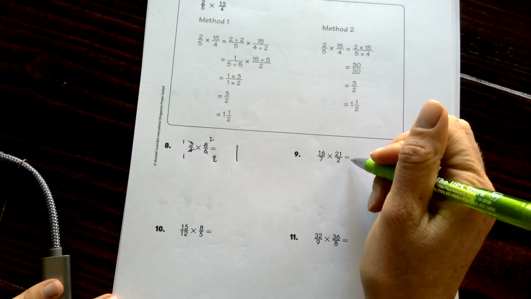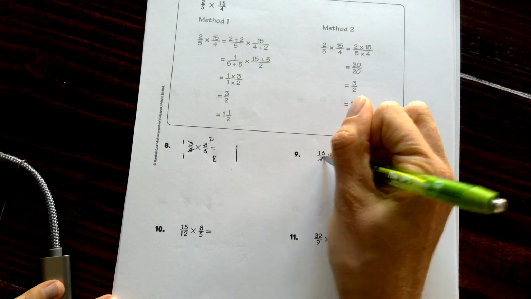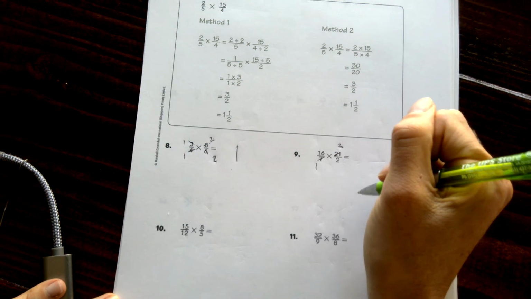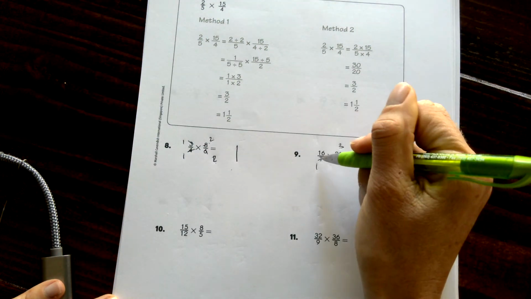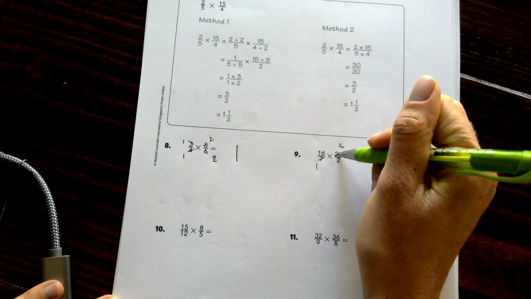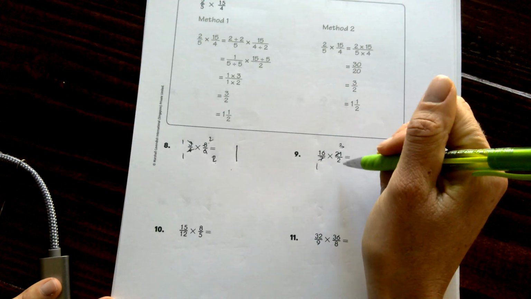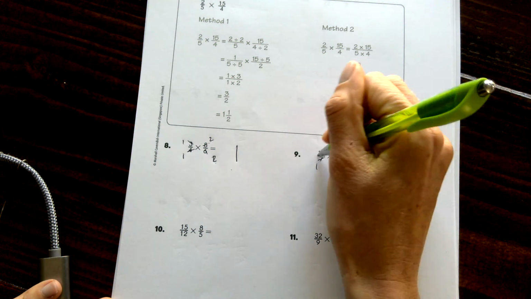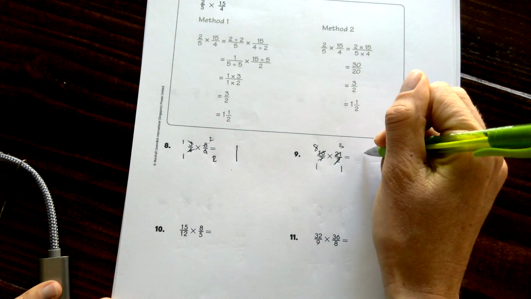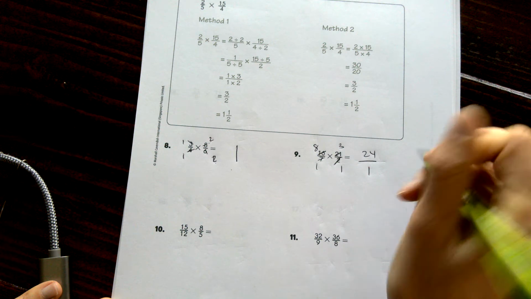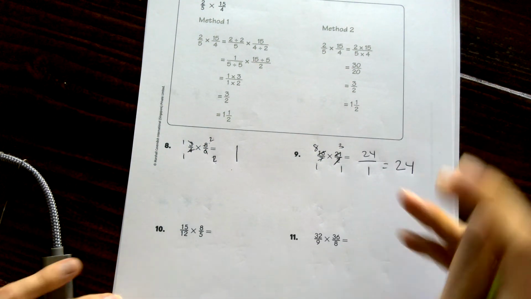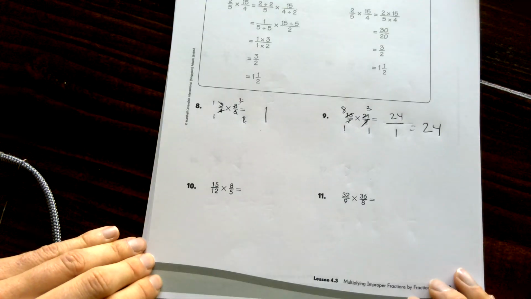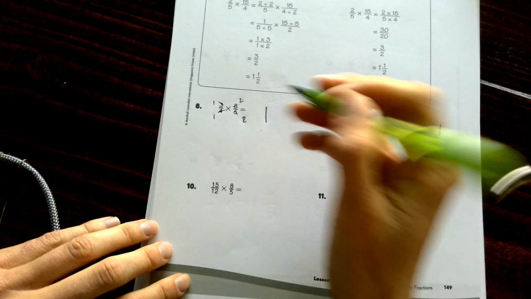Oh, look at this one. It's so juicy. 7/21 is 1/3. Both divisible by 7, right? 7 divided by 7 is 1. 21 divided by 7 is 3. 2 and 16 both divisible by 2. 2 divided by 2 is 1. 16 divided by 2 is 8. 8 times 3 is 24. 24 over 1 equals my whole number of 24. Beautiful.